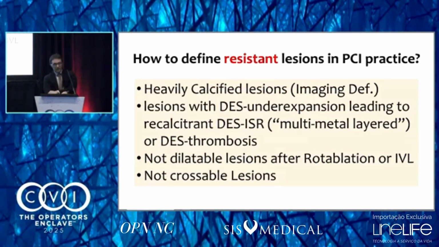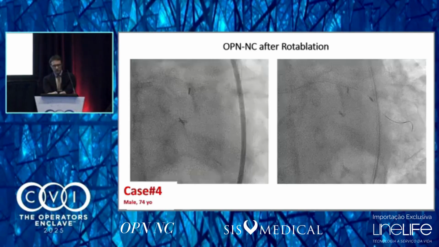So I repeat, in most cases you must not use 40 atmospheres, but with the buddy wire technique, less. 30 atmospheres does the job because we are helped by the wire. So first, cutting balloon, rotablation, in-stent problem. This is what we learned.